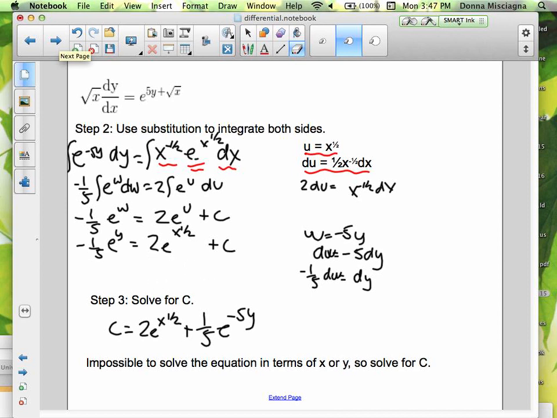All right, so this would be the equation that satisfies our differential equation. Since it's impossible to solve the equation in terms of x or y, solve for C instead. Miss, so it wouldn't be a negative c? No, because what if it's a -5? Then it'd be positive. We don't know what C is. There's no such thing as having C be a negative. C stands for constant. It doesn't have a sign.